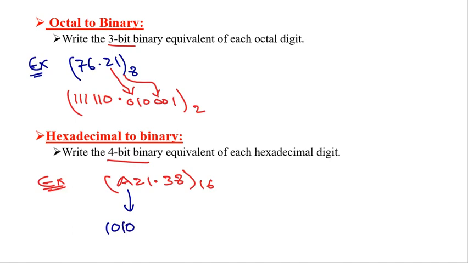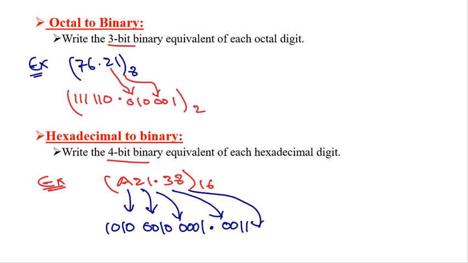The next hexadecimal digit is 2, that is 0010. The next hexadecimal digit is 1, that is 0001. There is a decimal point, dot. The next hexadecimal digit is 3, that is 0011. And the last hexadecimal digit is 8, that is 1000. Base 16. This is how we convert a hexadecimal number into binary.